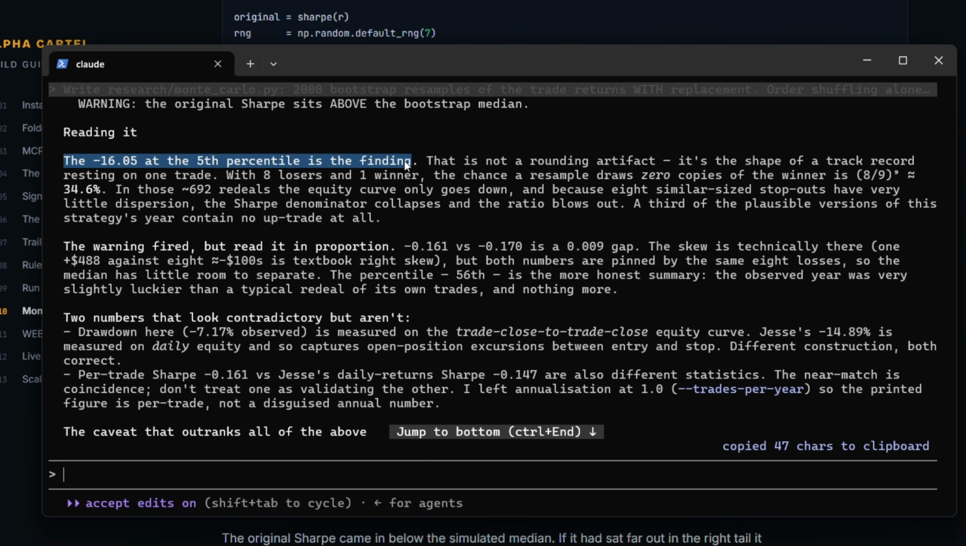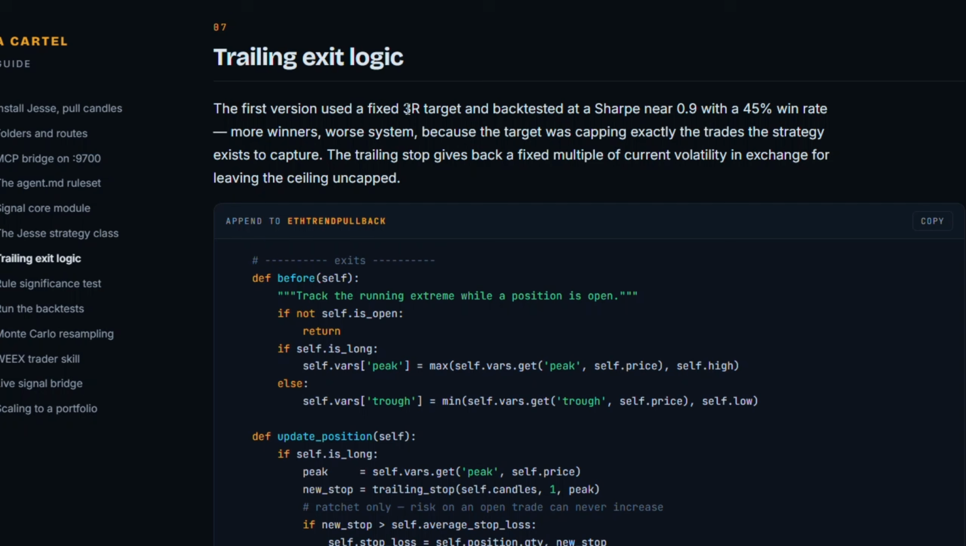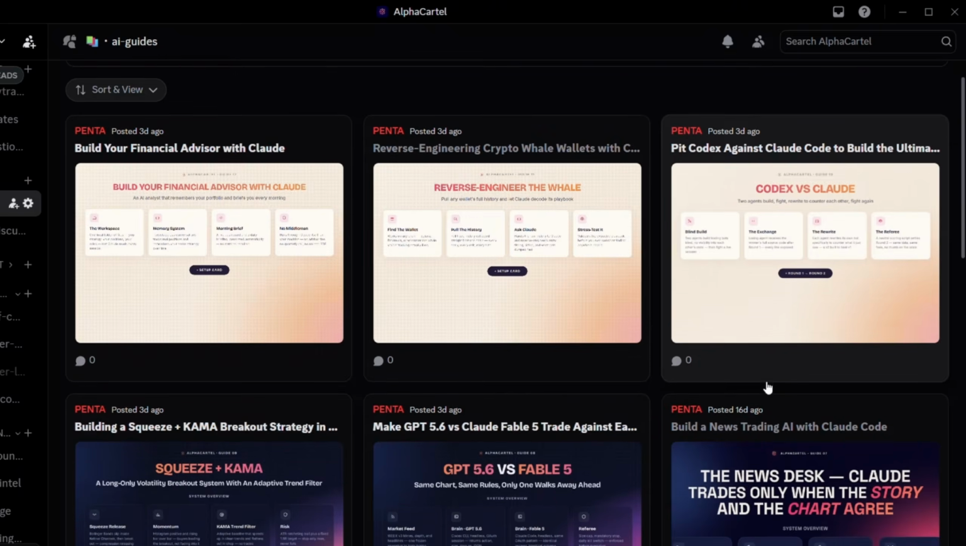So the system's validated, which brings us back to that missing take profit. The first version used a fixed 3R target. It backtested at a Sharpe around 0.9 with a win rate near 45%. More winners, worse system. The target was capping exactly the trades the strategy exists to capture.